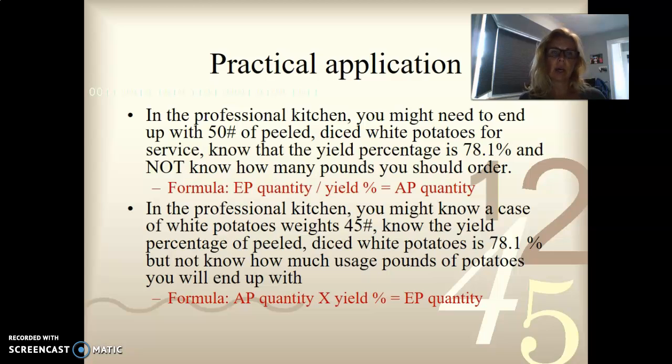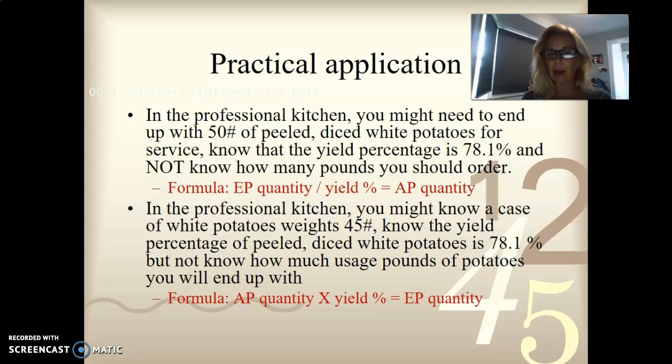So think about this a couple ways. In the professional kitchen, you might need to end up with 50 pounds of peeled diced white potatoes for service. You might know the yield percentage for potatoes is 78.1, but not know how many pounds you should order. This is a real problem we would experience, right?